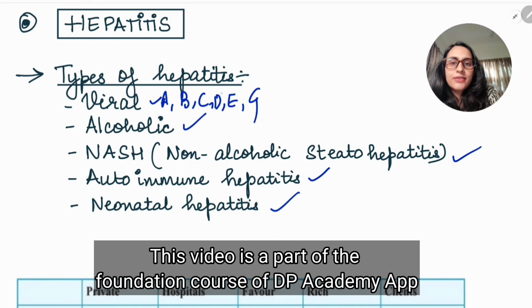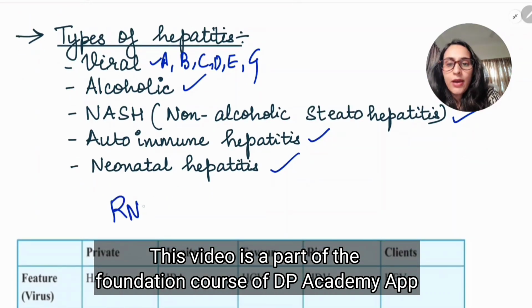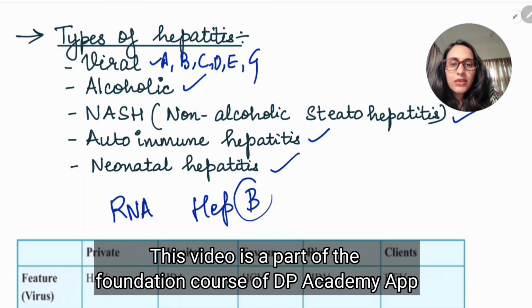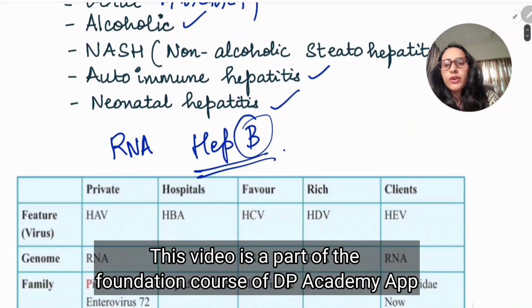So viral hepatitis is A, B, C, D, E and G. Apart from one, all the hepatitis viruses are RNA, that one being hepatitis B. So hepatitis B is the only hepatitis that is a DNA virus. Apart from that, all the hepatitis are RNA viruses. The mnemonic to remember the family that each hepatitis belongs to is: private hospital favors the rich clients.